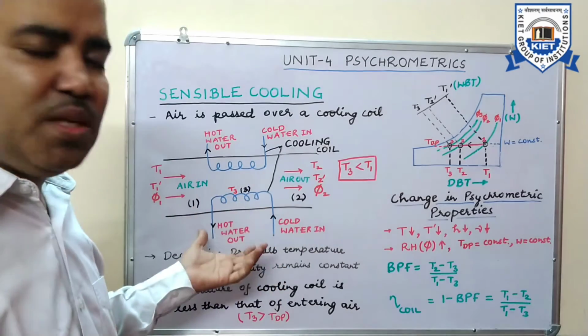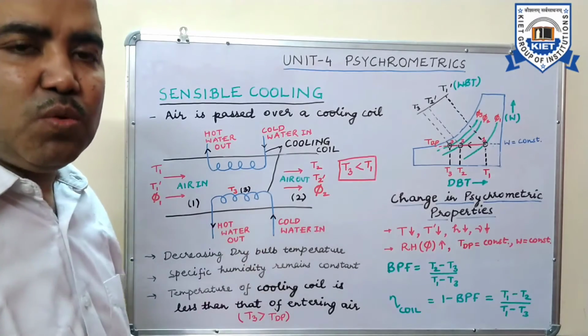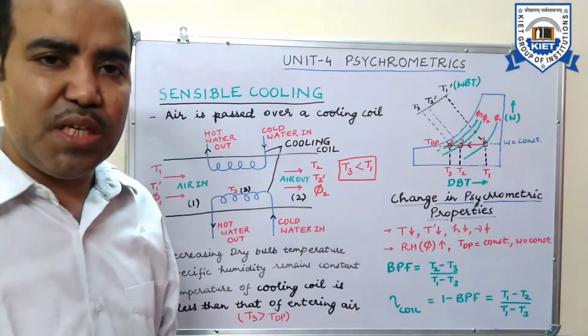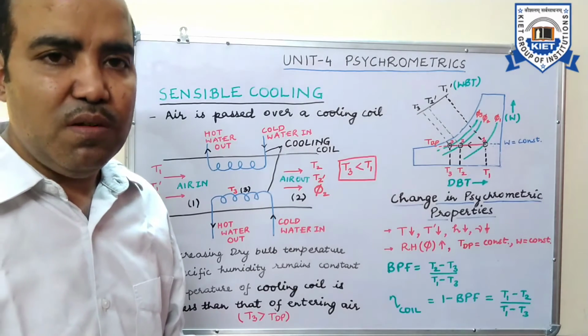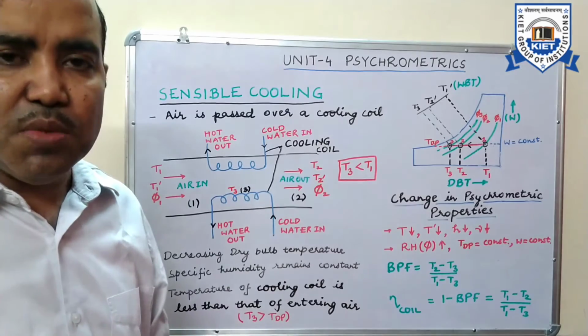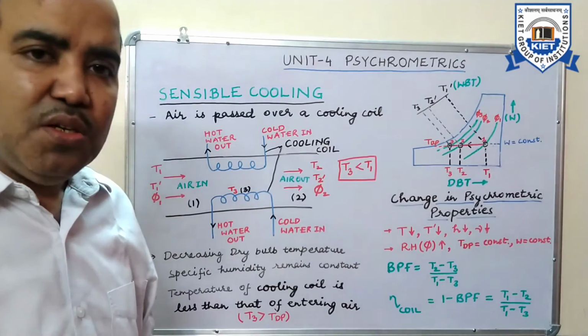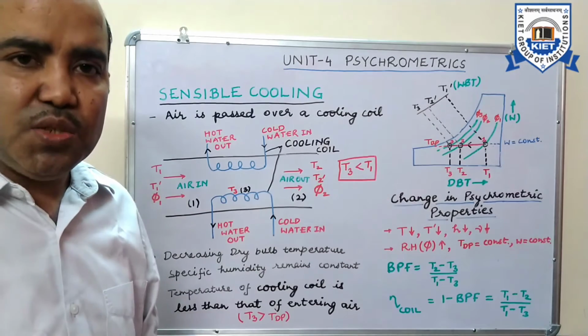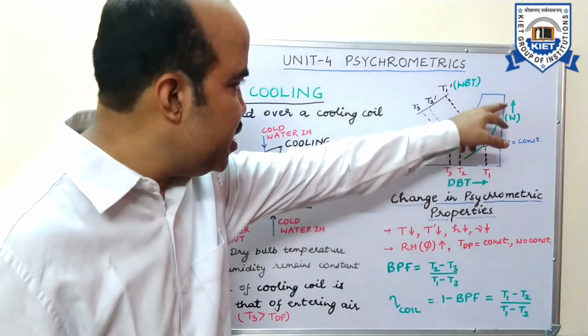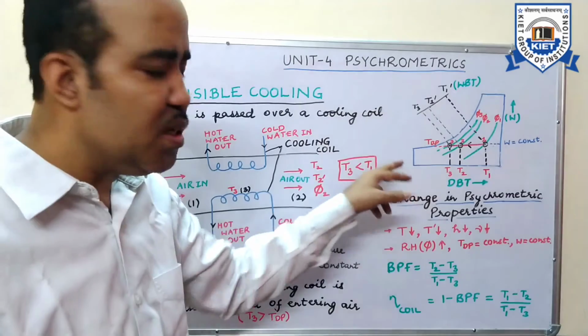Right, now how to represent this sensible cooling on a psychrometric chart? Because this becomes very important when you solve numerical problems related to sensible cooling. So on a psychrometric chart, as you can see, the chart boundary is denoted by the blue color, as you can see over here.